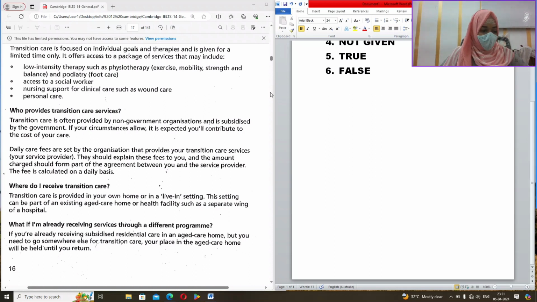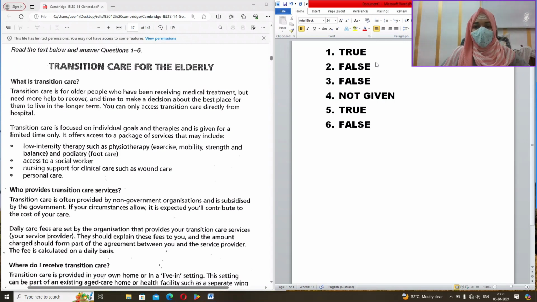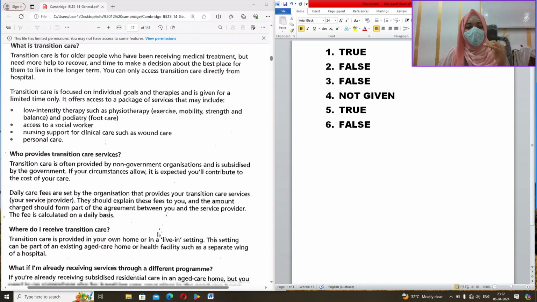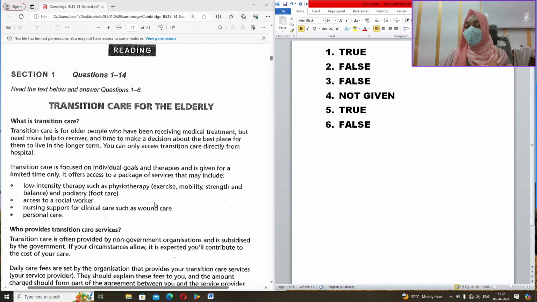Another tip: answers come in order, as I solved here. The first answer is in this part only, the first question is here, the second will be here, the third, fourth, fifth and sixth like this. They follow the order, one after another. So this will be a plus point for you.